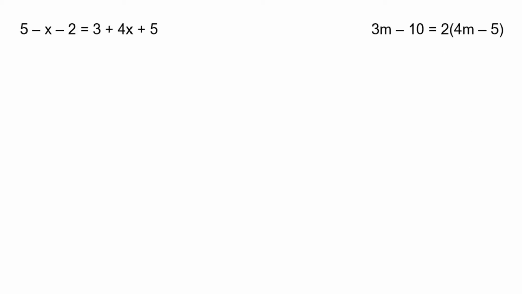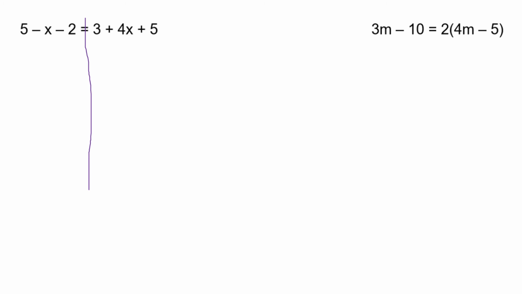Next up, we have 5 minus x minus 2 equals 3 plus 4x plus 5. Okay, so again, draw that line down the equal sign if you need to. And we have a number of things we need to do on this one. So we have an x on both sides of the equal sign, and we have several constants on both sides of the equal sign. First off, we want to get those constants grouped together.